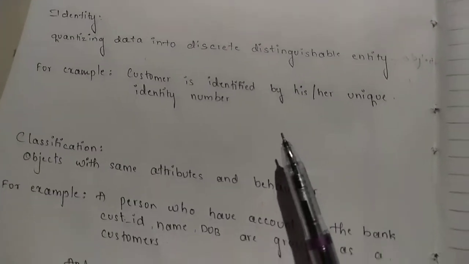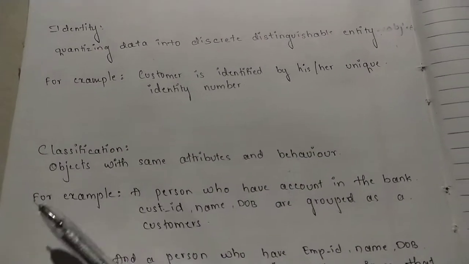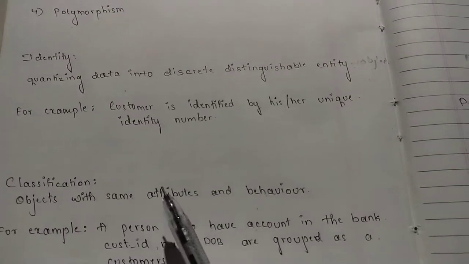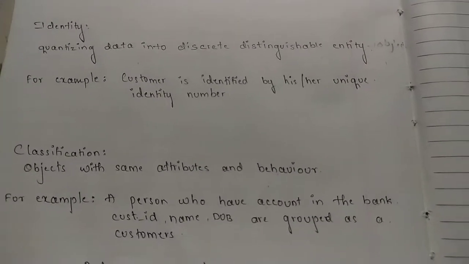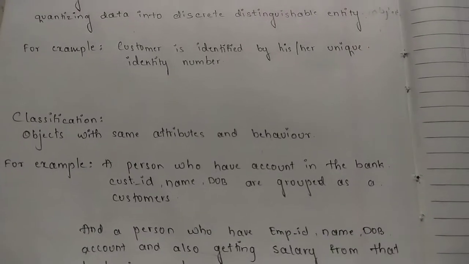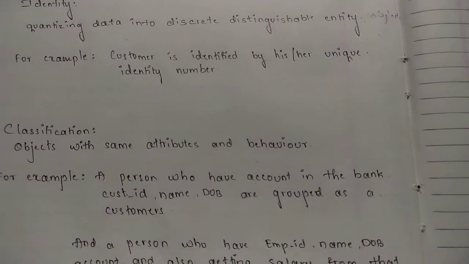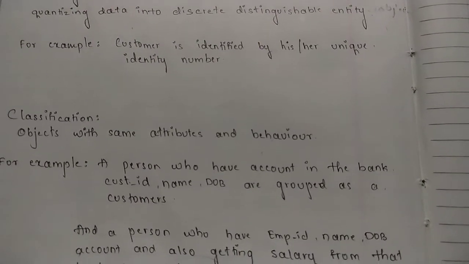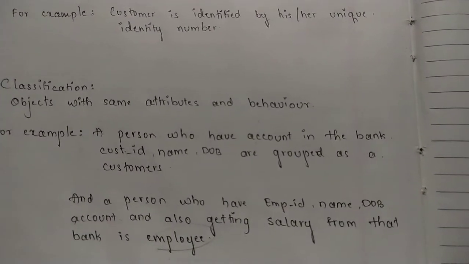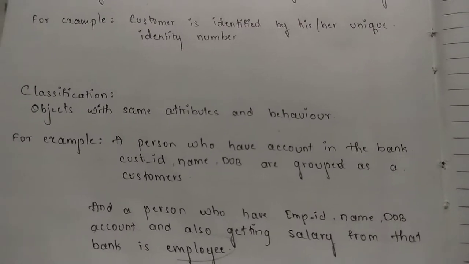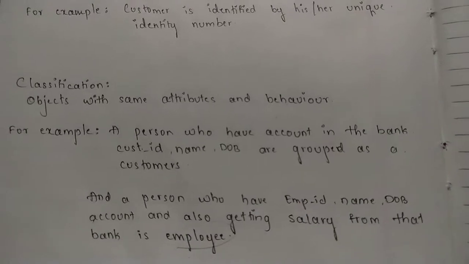The second main aspect is classification. Classification means classifying the objects having the same attributes and behavior. For example, persons who have an account in the bank, with customer ID, name, date of birth are grouped in the class called customer, and the persons who have an employee ID, name, date of birth, account and also get a salary from that bank are grouped in the class called employee.